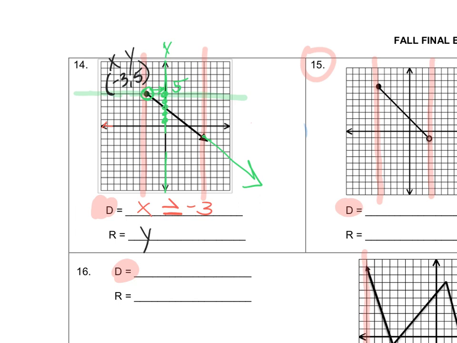So I know y. Now I'm going to take a look at the y's. That's 5. This is 0. This is negative 10. So it's getting smaller. So I know y is less than or equal to 5.